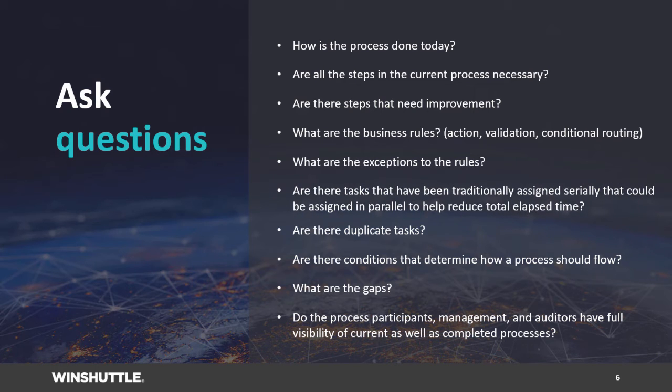Are there tasks that have been traditionally assigned serially that could be assigned in parallel to help reduce the total process end-to-end time? This could be a potential big time saver. In other words, are there cases where individual tasks containing data not dependent on other people's tasks could be assigned to multiple individual users at the same time to help speed up the process?